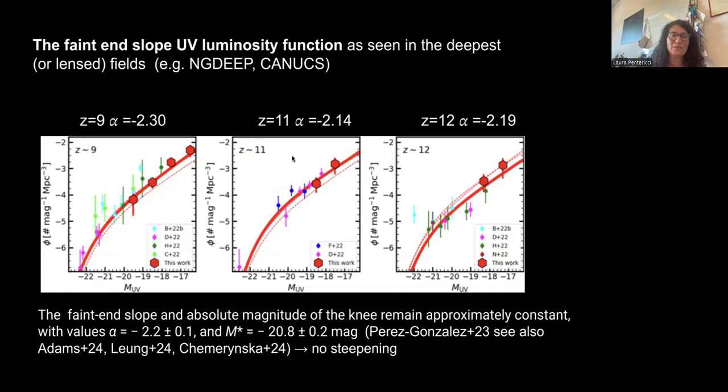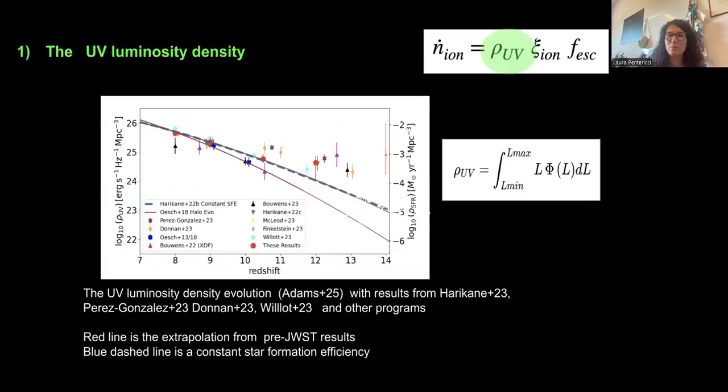So why is the faint end important? Well, you see here, these are luminosity functions at redshift 9, 11, 12. You see that they go down to a magnitude of minus, say, 17. That's pretty faint. But still, it's not as faint as what you need to integrate to. Remember that rho UV is the integral of the luminosity function to a certain minimum luminosity, okay? And the minimum luminosity is much below what we actually currently constrain with JWST.